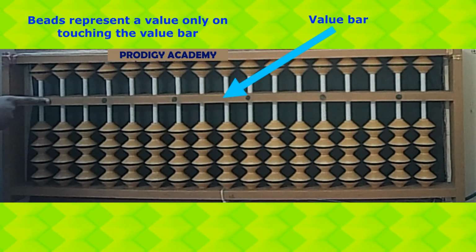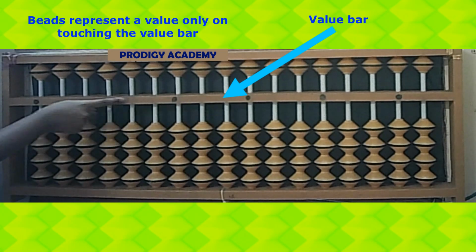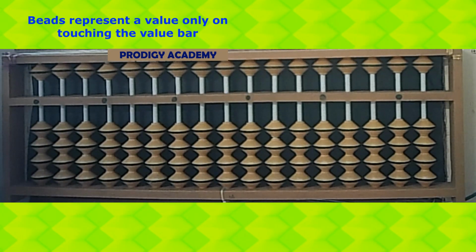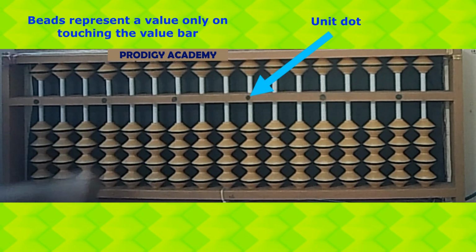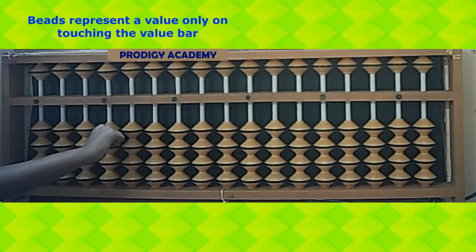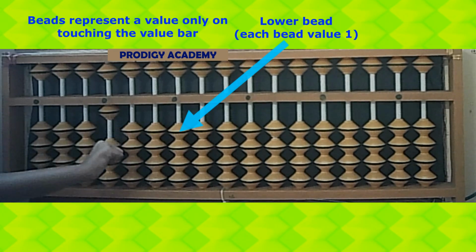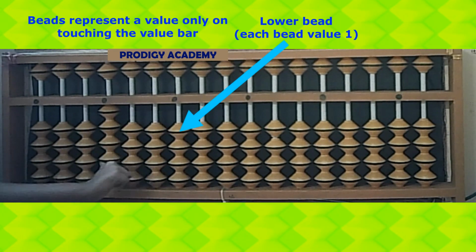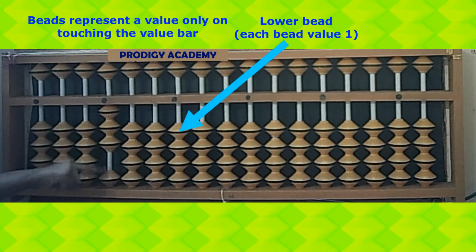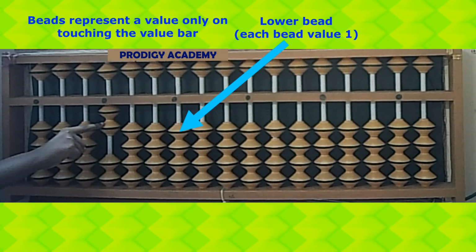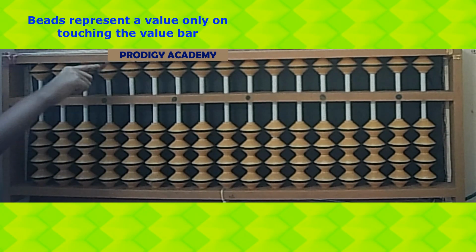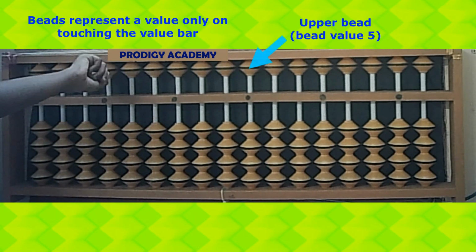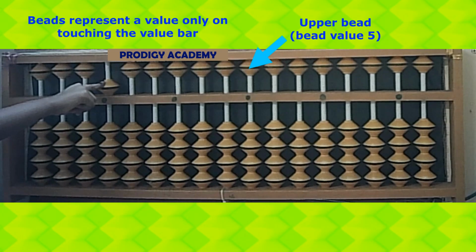Value bar. Unit dot. Lower bead, each bead value 1. Upper bead, bead value 5.